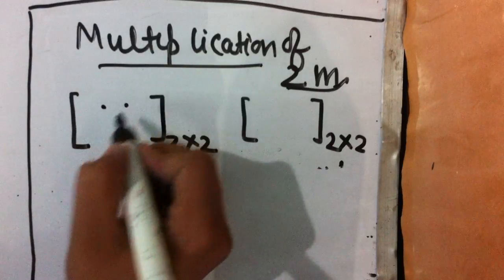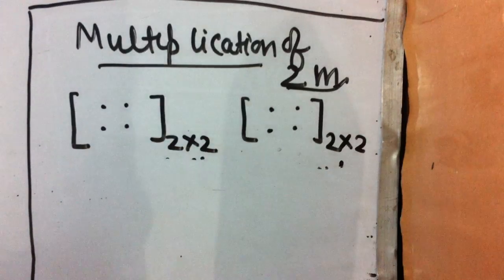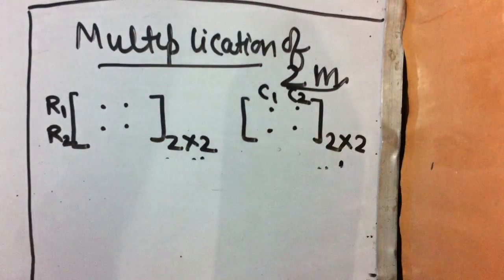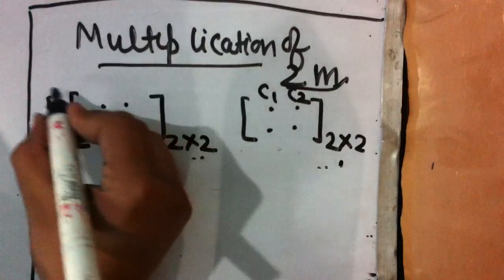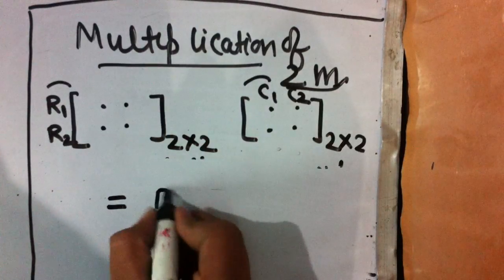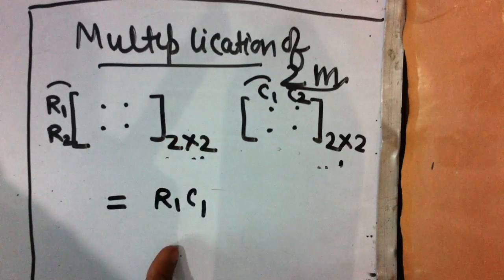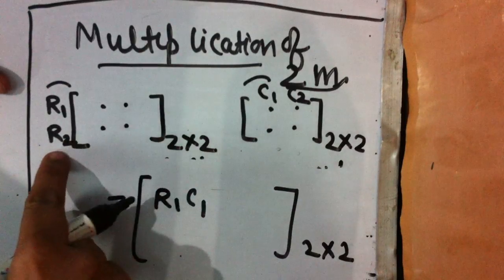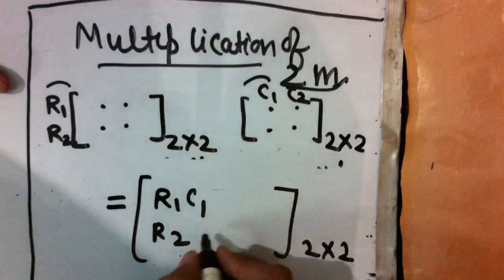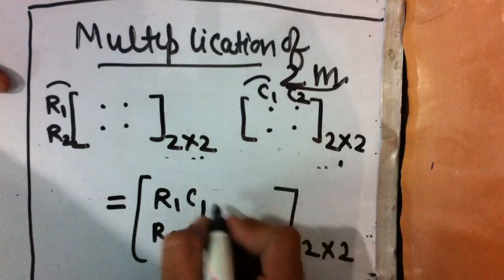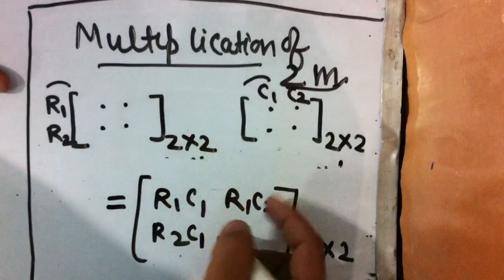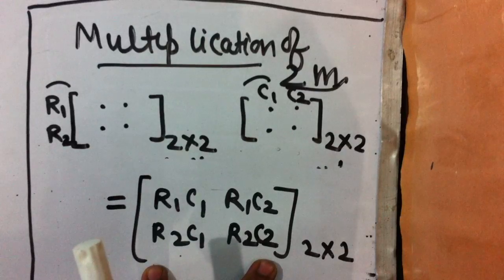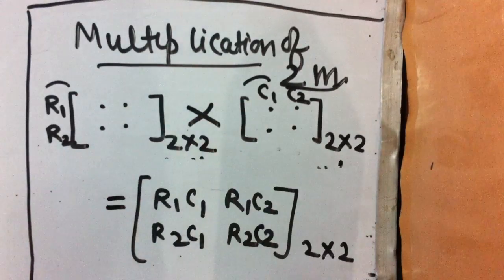So the resulting matrix, suppose this matrix contains rows, row 1, row 2. The second one has column 1 and column 2. So how is multiplication possible? Row 1 into C1, that is R1 C1, is the first element of the resulting matrix of order 2 by 2. Row 2 into C1, row 1 into C2, and row 2 into C2. So this is the resulting matrix after the multiplication of these two matrices.